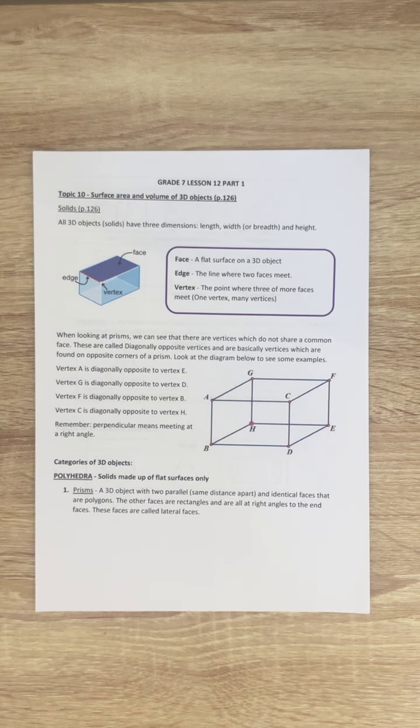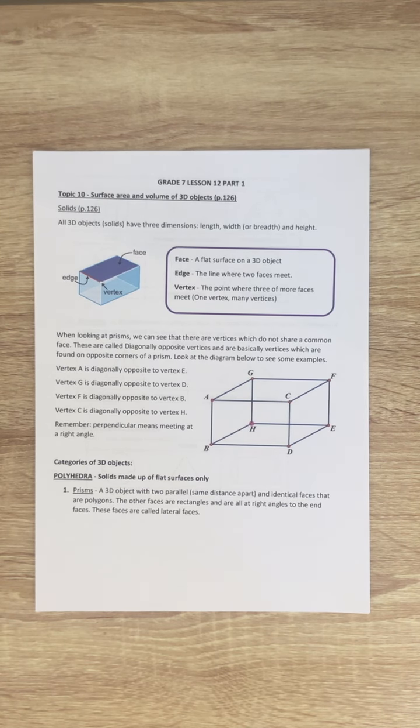Today we are doing lesson 12 part 1 and we are going through topic 10, which is surface area and volume of 3D objects. This can be found on page 126 in your textbooks. Today we're focusing on the subsection solids.